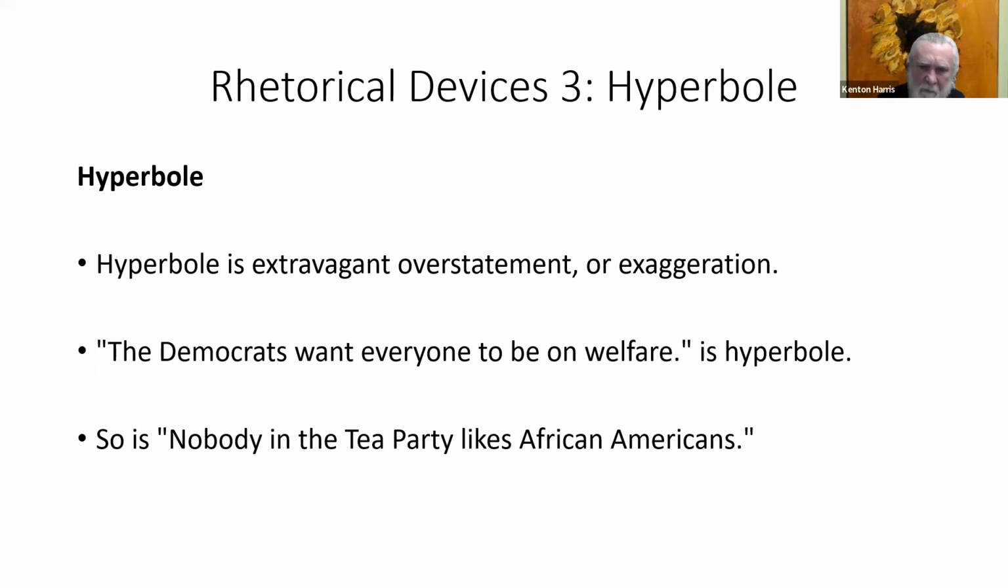So again, something like "Democrats want everyone to be on welfare" is, of course, hyperbole. Or to say "no one in the Tea Party likes African Americans" is likewise hyperbole. Now, I think most people would read those remarks and know that, literally speaking, they're false, and that they're gross exaggerations, perhaps. The rhetorical effect is that they do suggest that some Democrats really do want, maybe not all, but some Democrats want everybody on welfare, or many people in the Tea Party don't like African Americans, right?